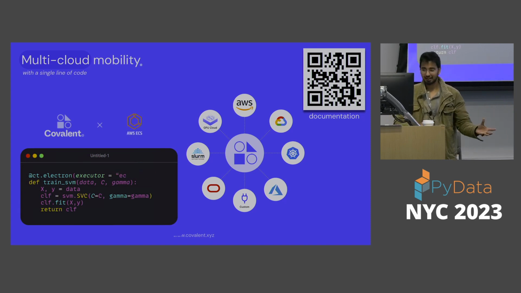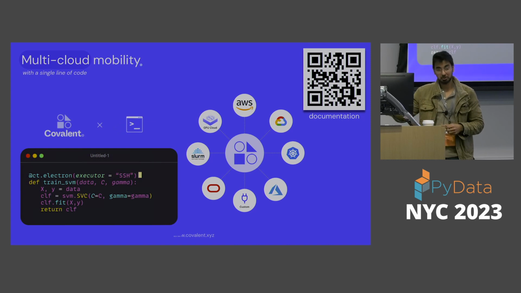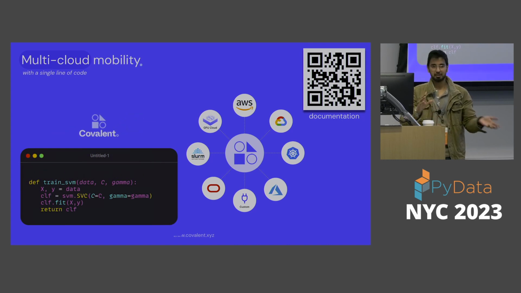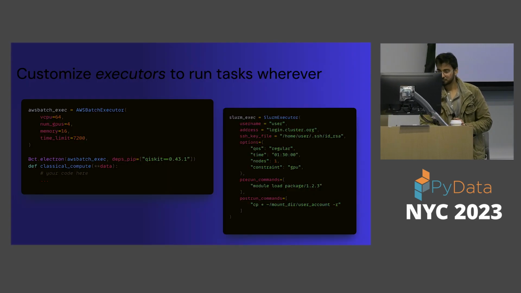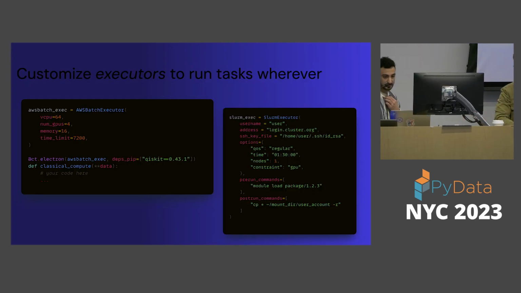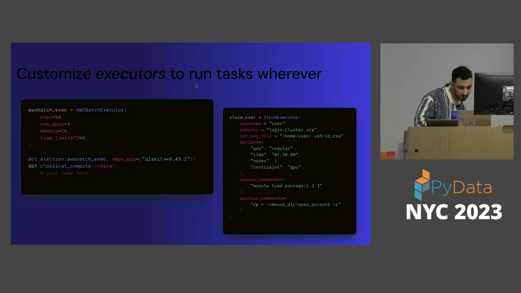Okay, this says customize executors to run tasks wherever. Yeah, it's a little bit more fleshed out version of the GIF back here. You can, of course, customize the execution environment as well. So if you're working with AWS Batch, you can specify the resources you want, the time limit, as well as any dependencies that your task might have that you want to be available in the VM that actually ends up running the particular task.